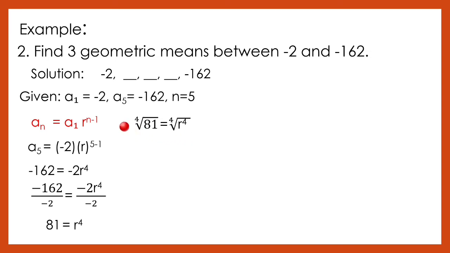Remember, when our index is even, we have two roots. So the 4th root of 81 is positive and negative 3. And then the 4th root of r raised to 4 is equal to r. So we have two ratios, which means we have two sets of geometric means. Let's start with r equals positive 3.